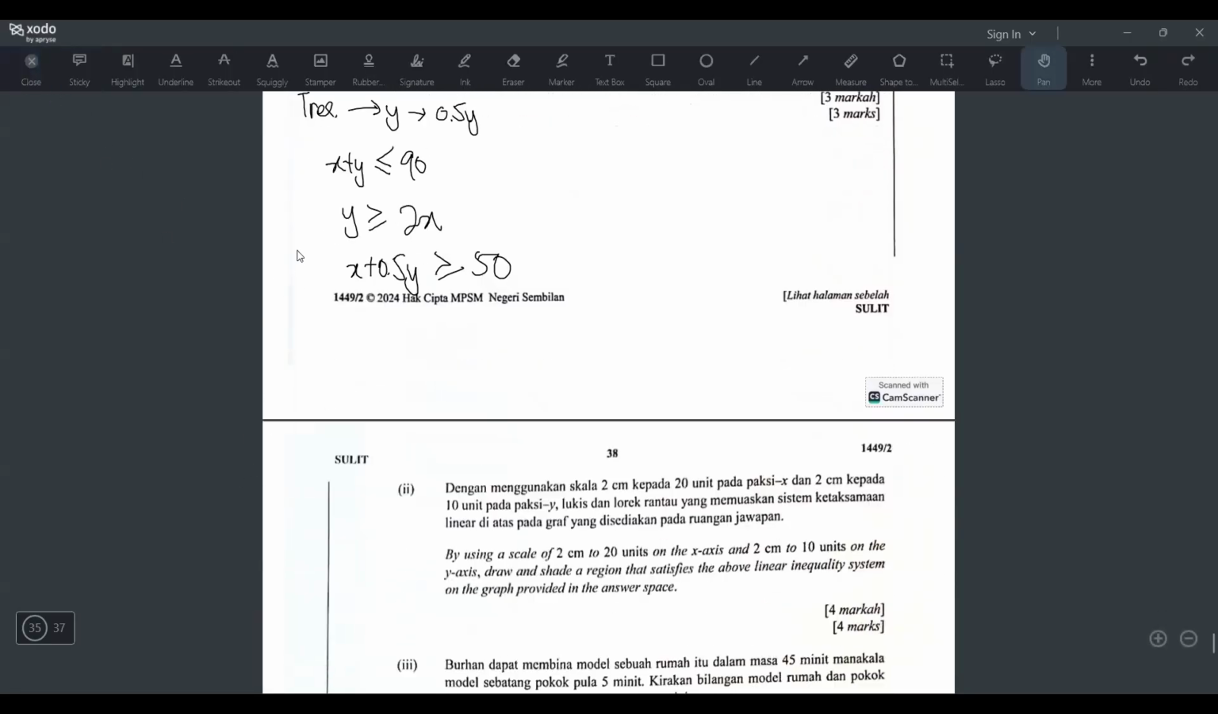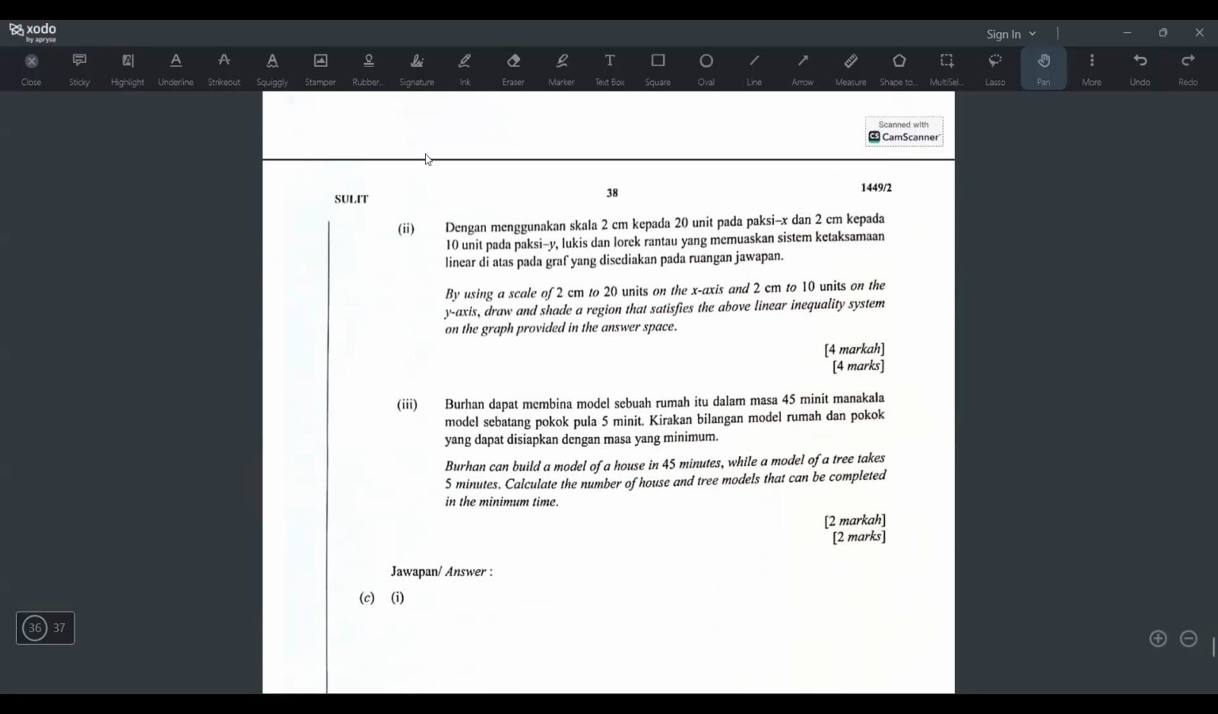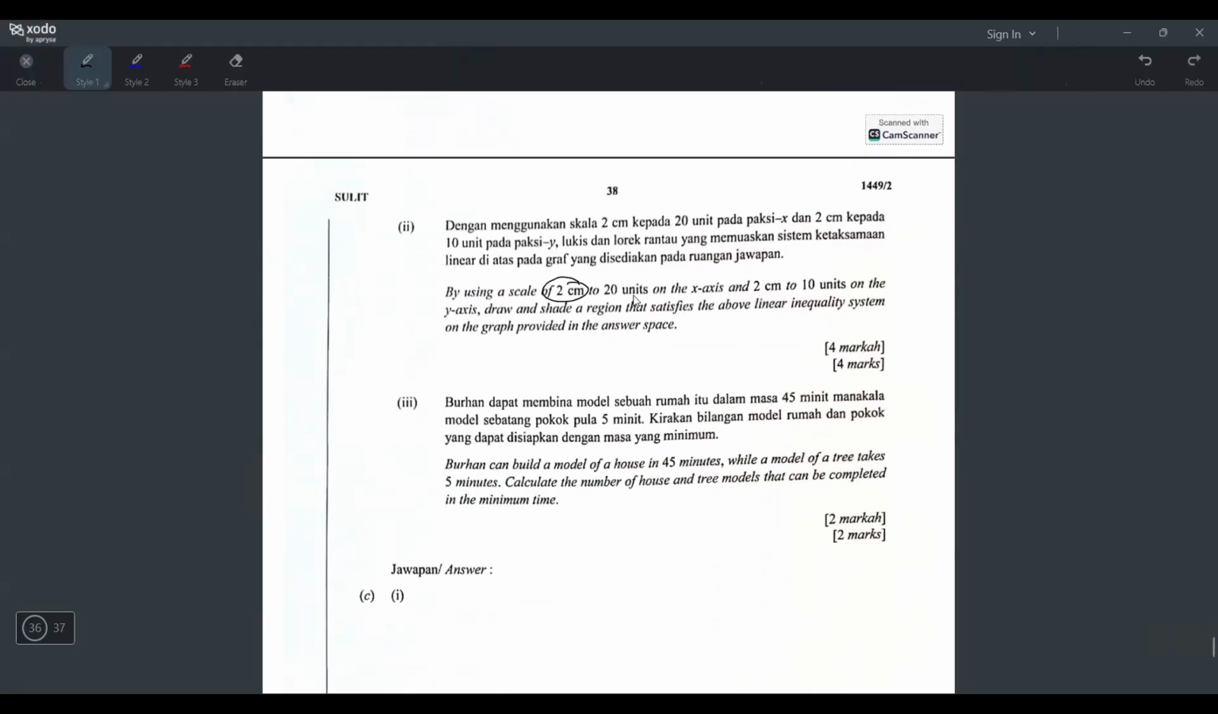With that, we can continue with question 2. They say, by using a scale of 2 cm to 20 on the x-axis, 2 cm to 10 on the y-axis, draw and shade a region that satisfies the above linear inequalities on the graph provided in the answer space.